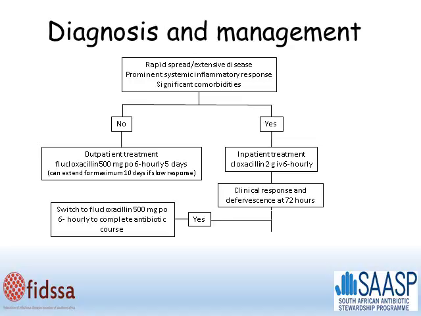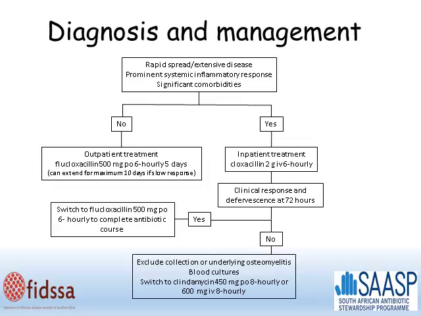If they've responded well, then you can make a prompt IV to oral switch using flucloxacillin. But if they've not responded, you must consider complications such as collections or underlying osteomyelitis. You should take a blood culture, and it may be reasonable to switch to clindamycin either orally or intravenously because of its good soft tissue penetration.